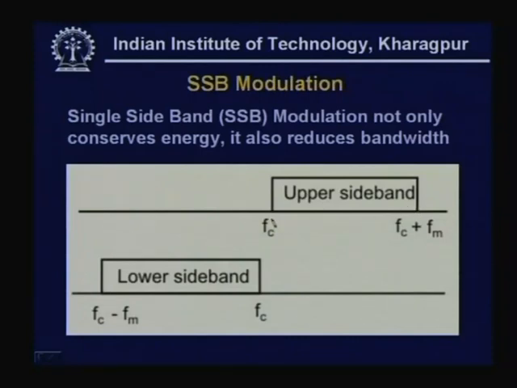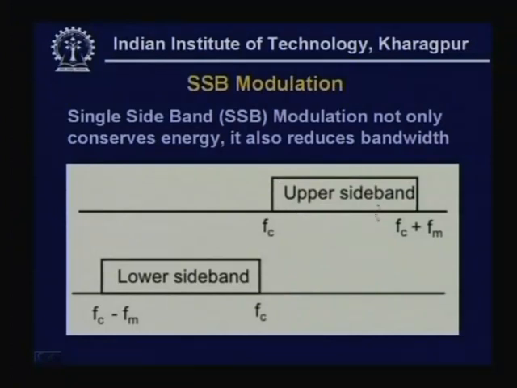Here you see, for upper sideband, the bandwidth is fc to fc plus fm, and for lower sideband it is fc minus fm to fc. So, whenever you have a bandwidth crunch and you have to multiplex many signals, then single sideband is the solution. As you can see, the modulated signal can have only a bandwidth of fm, and as a consequence this is very efficient in terms of bandwidth as well as in terms of energy required for transmission.